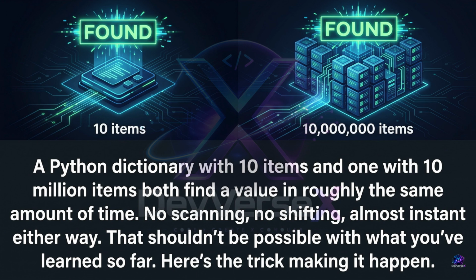A Python dictionary with 10 items and one with 10 million items both find a value in roughly the same amount of time. No scanning, no shifting, almost instant either way. That shouldn't be possible with what you've learned so far. Here's the trick making it happen.